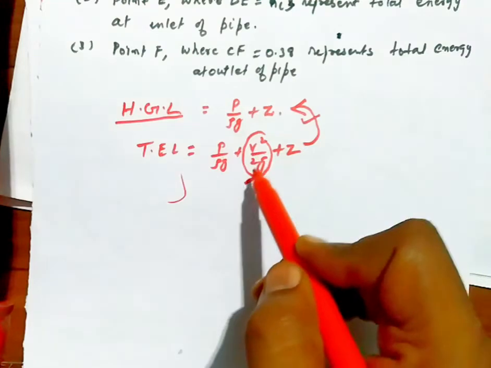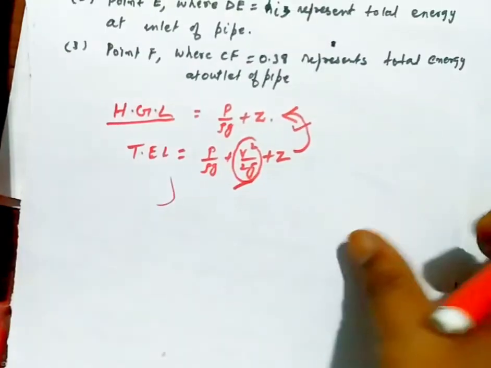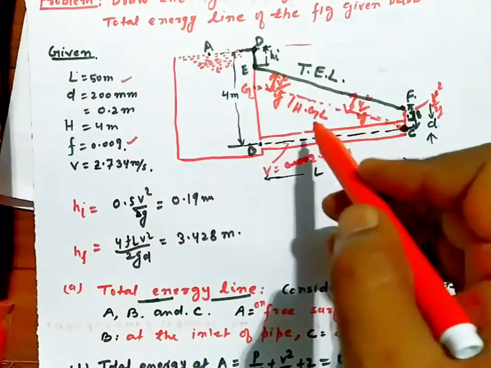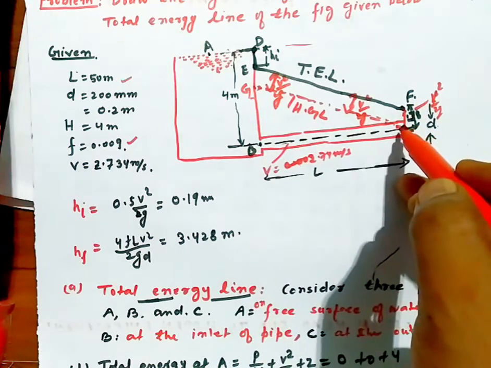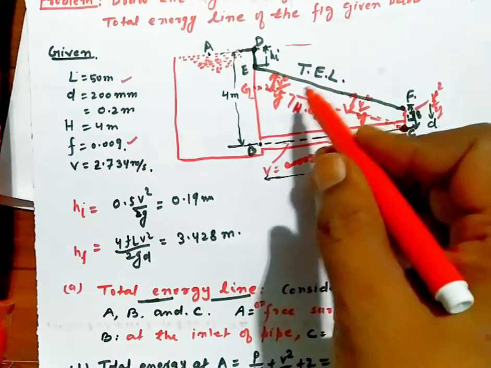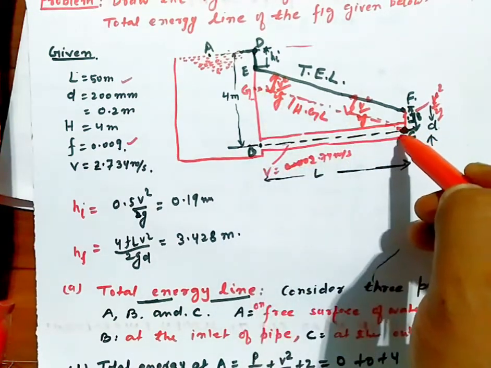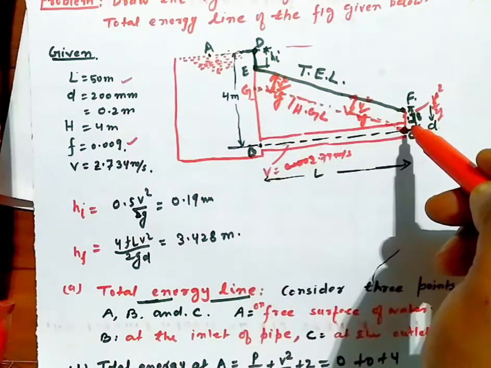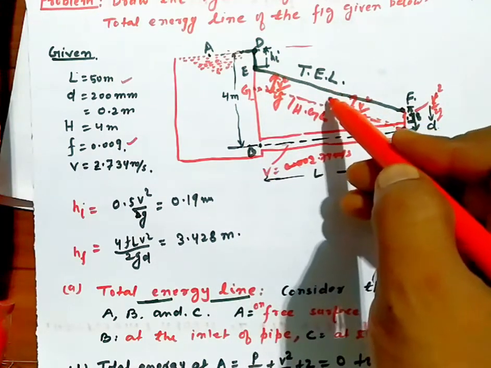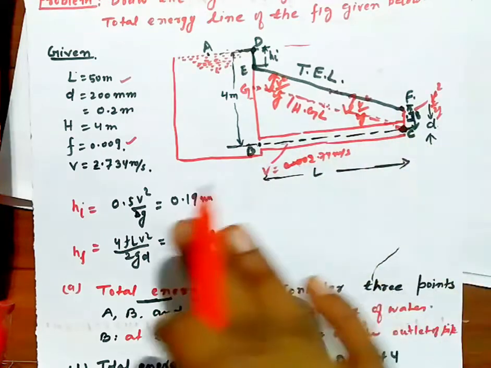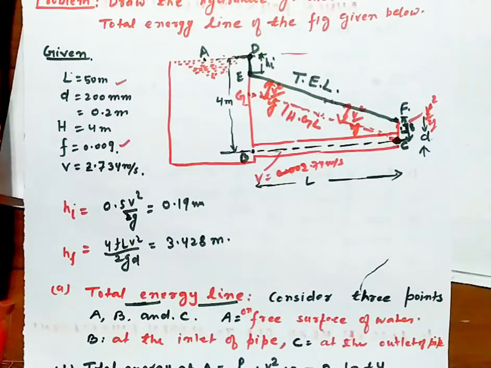So we have seen that the hydraulic gradient includes only P by rho g plus Z, so we subtract the kinetic head. All we have to do is draw the total energy line, subtract the velocity head at any point, and draw a line parallel to the total energy line. Then this line will give the hydraulic gradient line. Here GEC represents the hydraulic gradient line and DEF represents the total energy line, and the difference between both lines is the velocity head. So I hope you have understood the total energy line and hydraulic gradient line.